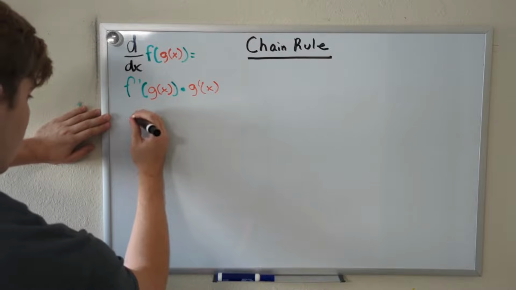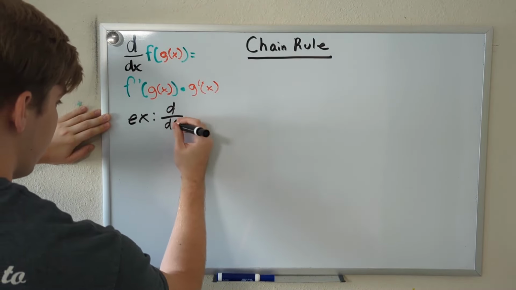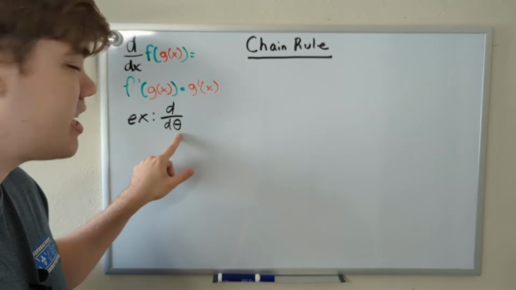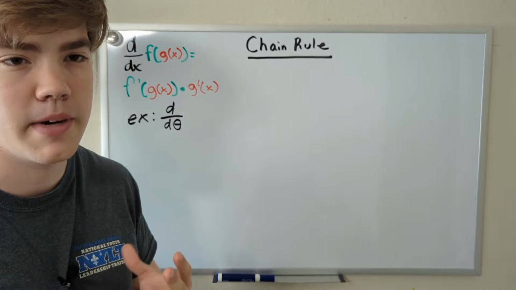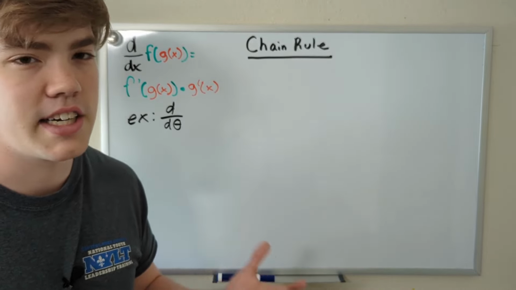Example number 3. We are trying to find the derivative with respect to theta. Now, if you're wondering what's going on here, instead of writing d dx like usual, I wrote d d theta because we're doing this derivative with respect to a different variable, and in this case, it's going to be theta. The notation is just slightly different. It doesn't actually change the problem.